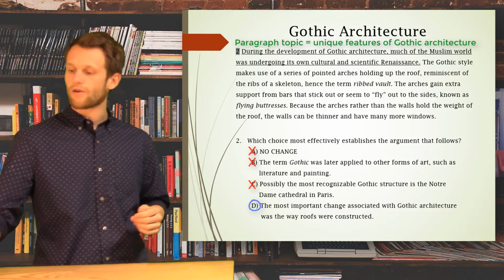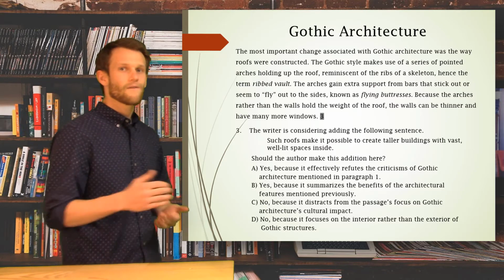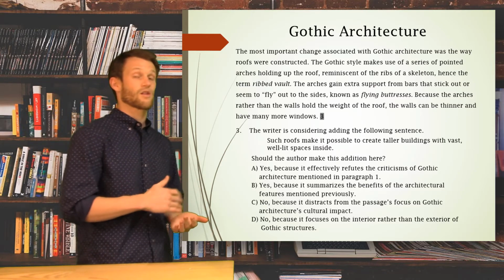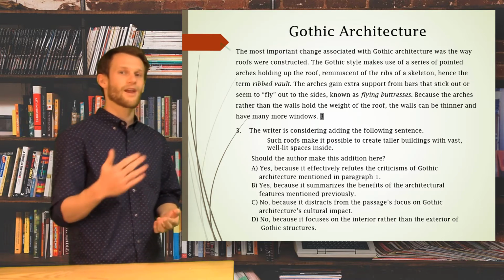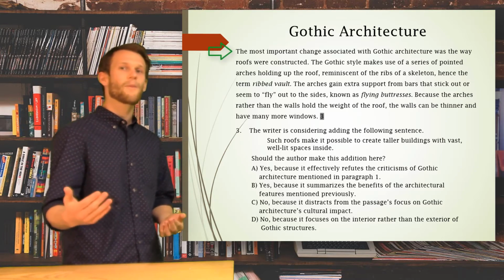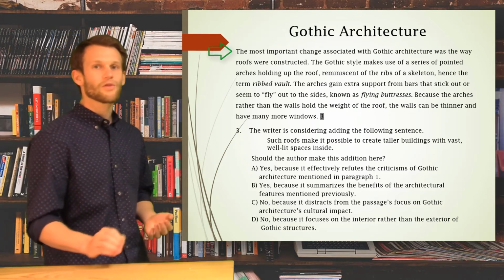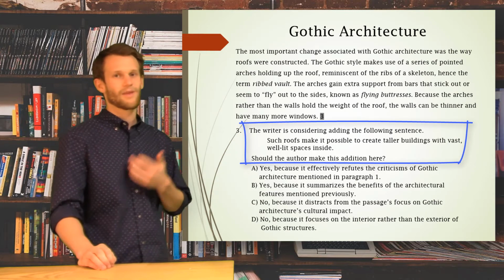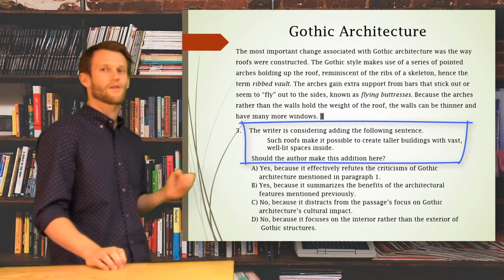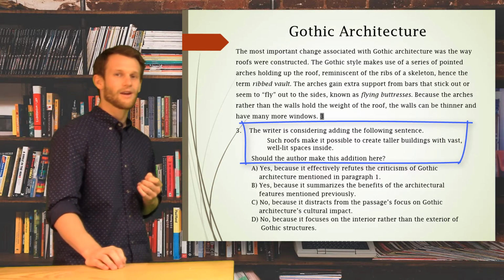So we can move on to one last question here. Now, we'll see that this final paragraph is exactly what we just saw. We just switched out the more appropriate second topic sentence here. So now we've got the right topic sentence, and we see that we've got a number 3 at the end. Now, for number 3, the writer is thinking of adding the following sentence, and that sentence reads, such roofs make it possible to create taller buildings with vast, well-lit spaces inside.